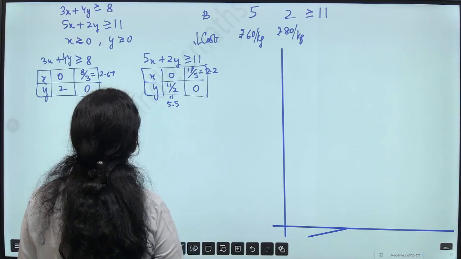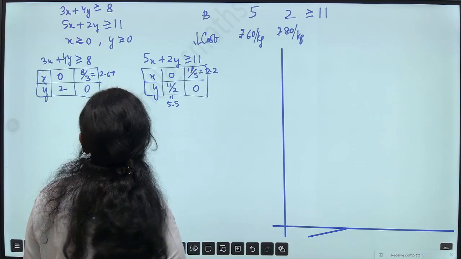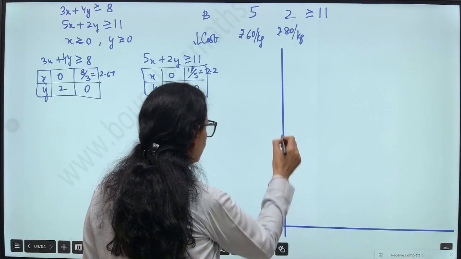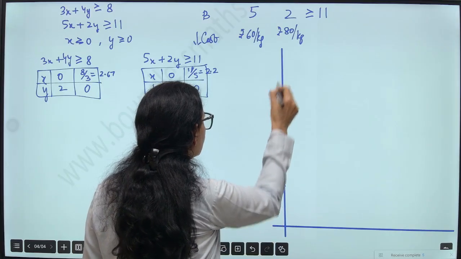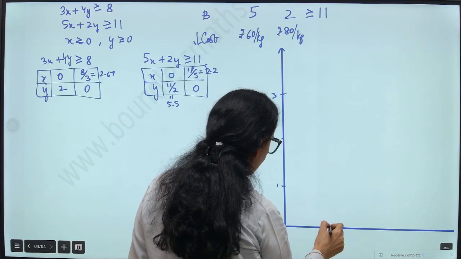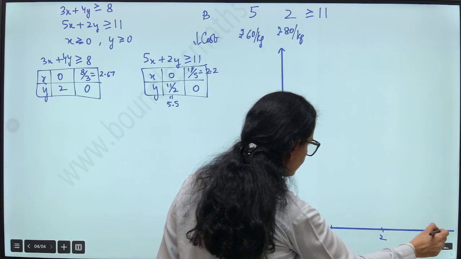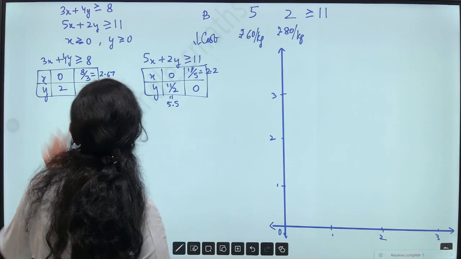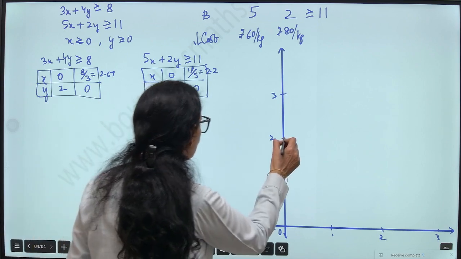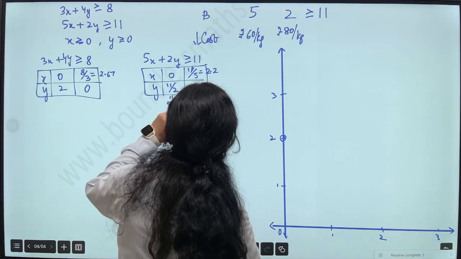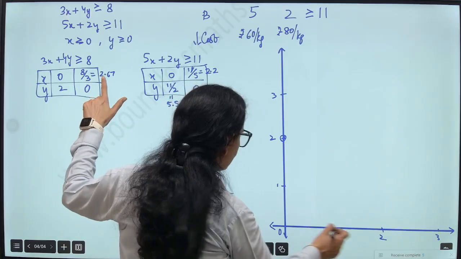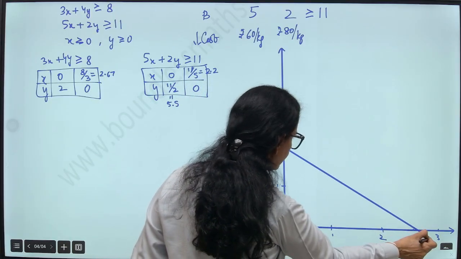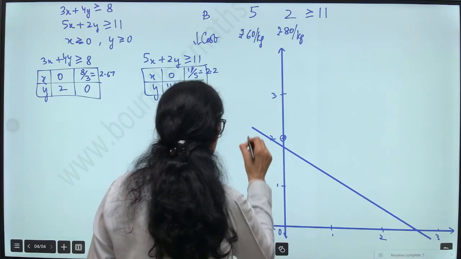So the values are very small, so let's take care of the scale of the graph. So it is going to be 1 here, 2 here, 3 here, here also we have 1 here and maybe 2 here and 3 here. So the scale is very important when you are plotting these lines. When x is 0, y is 2, so 1 point is here. When x is 2.67, so somewhere here, y is 0. So the graph for the first inequality is something like this. So this is the first one.